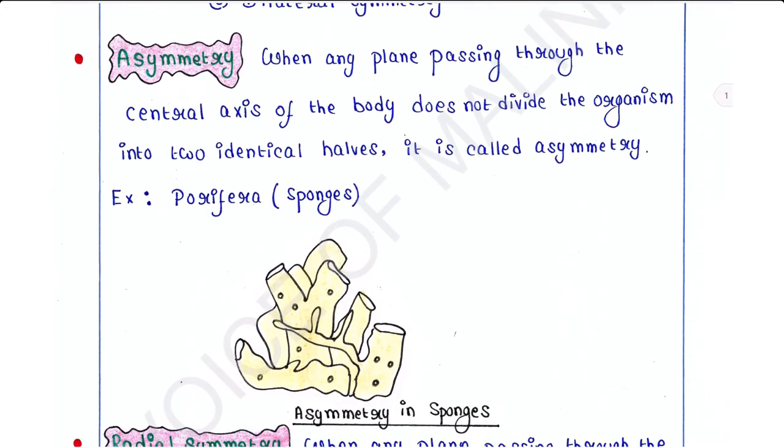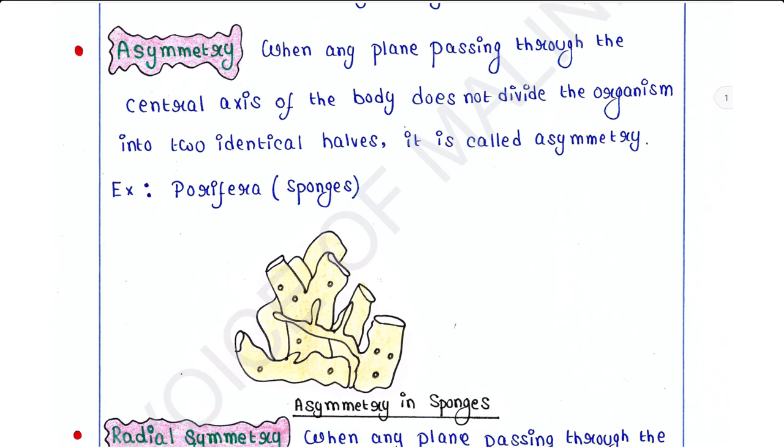First one is asymmetry. Here, when any plane passing through the central axis of the body does not divide the organism into two identical halves, it is called asymmetry, and you can find asymmetry only in one phylum, that is Porifera, sponges. So this is the asymmetry in sponges, you can see here.